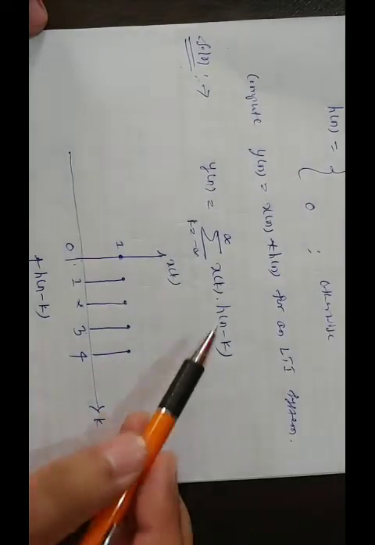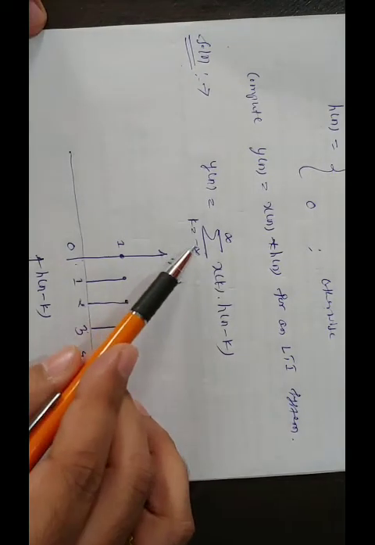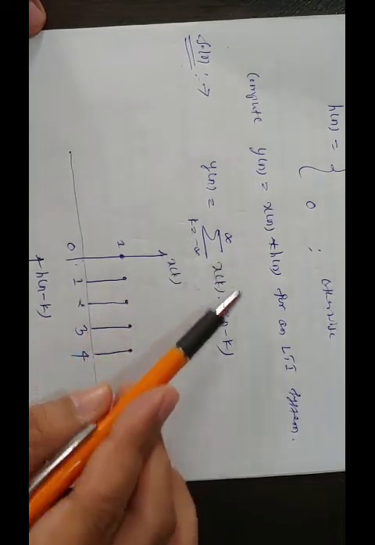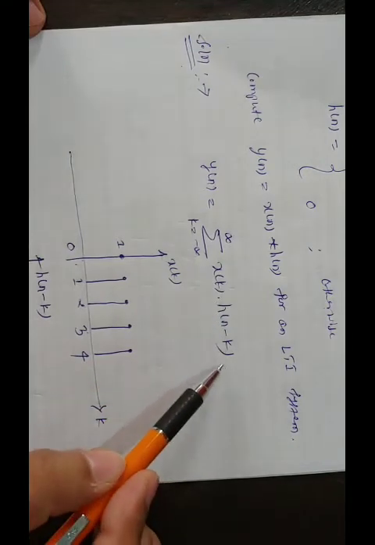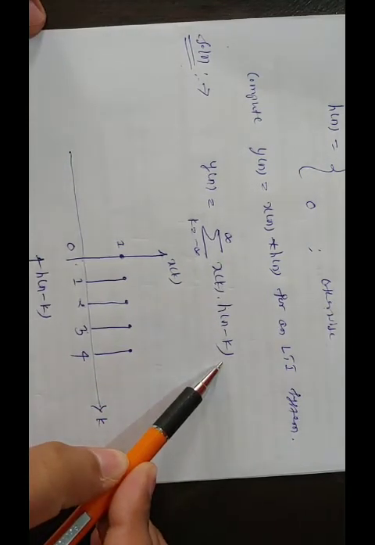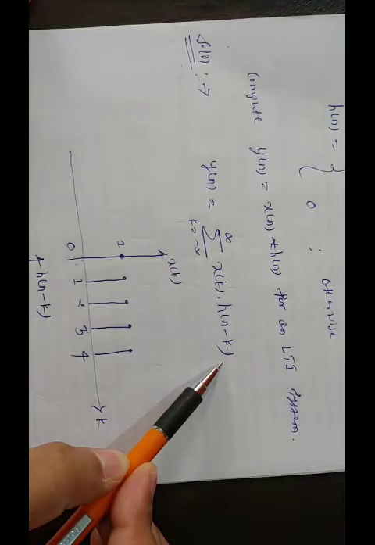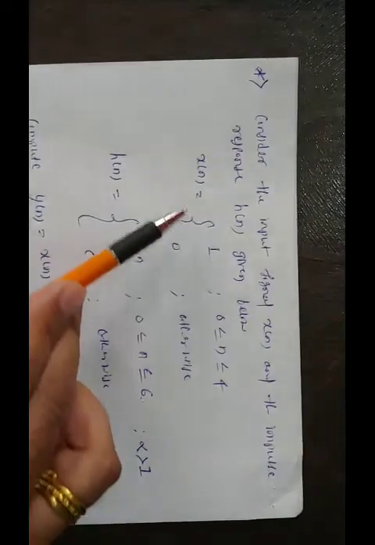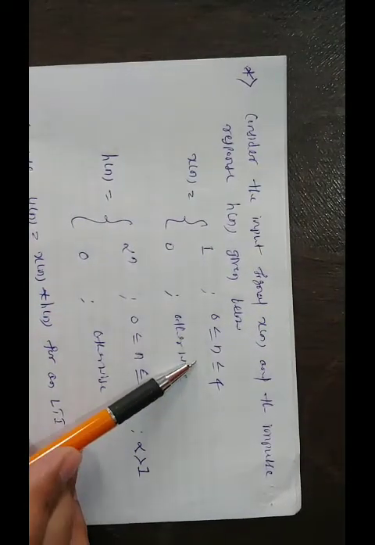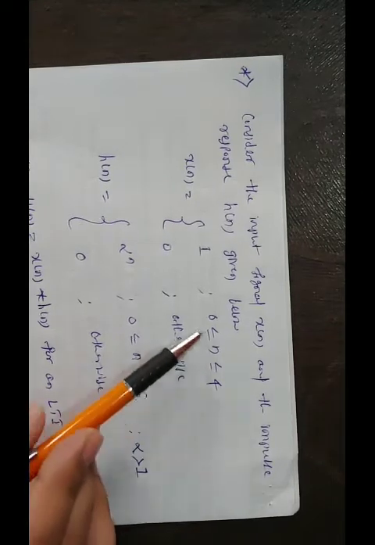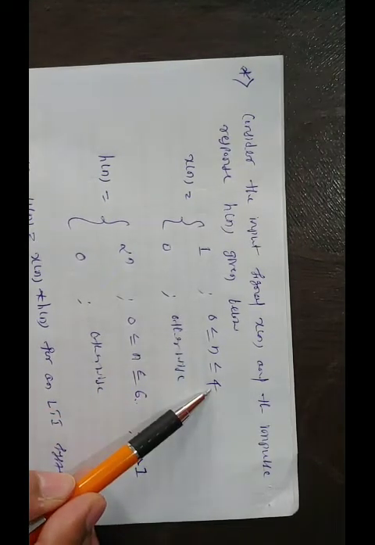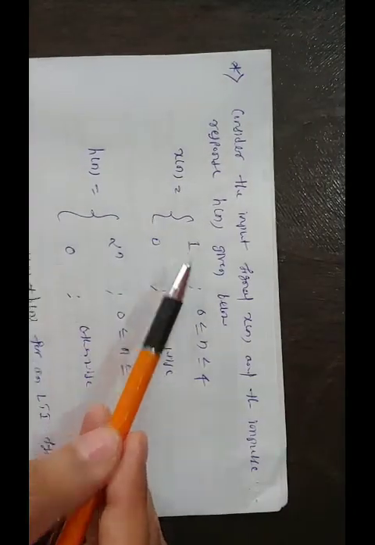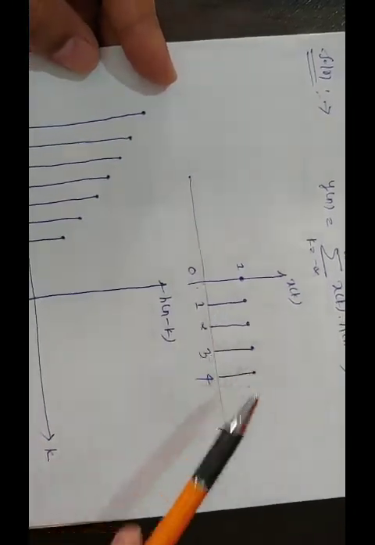So the formula we have written here, y of n equal to the sum from k equals minus infinity to infinity of x of k into h of n minus k, that is the convolution sum formula. Now using graphical interpretation we are going to solve this problem. I have drawn x of k, based on the given problem statement. It exists only from 0 to 4, so a total of 5 samples will exist and its amplitude value is equal to 1. So we have sketched it here.